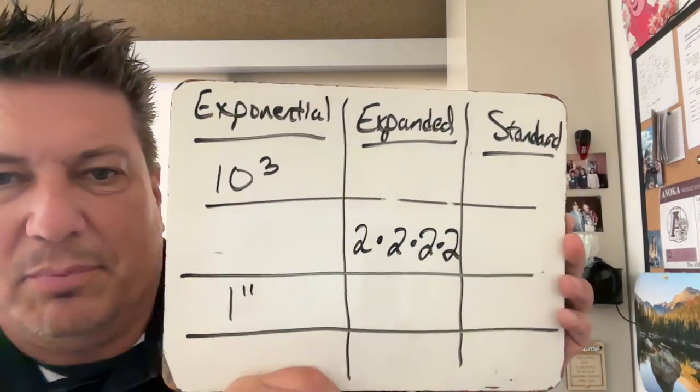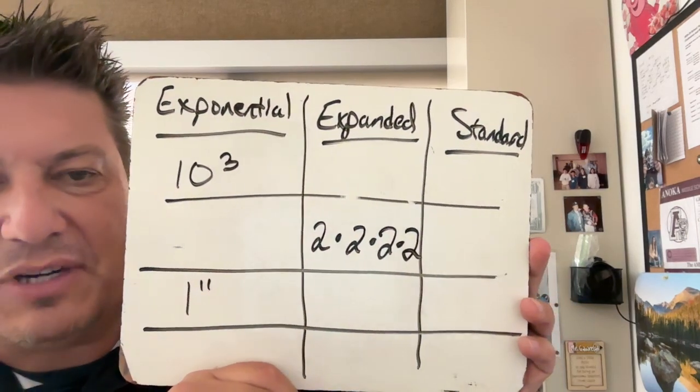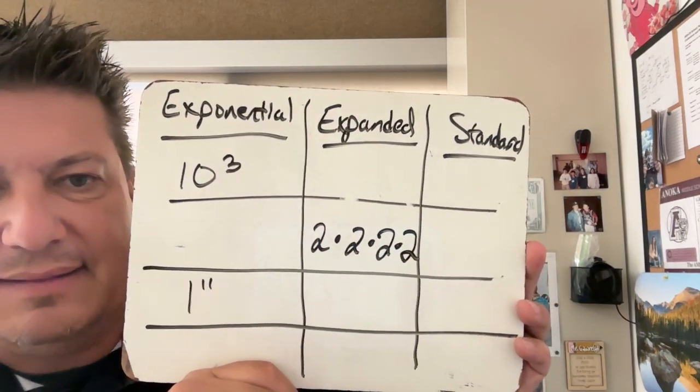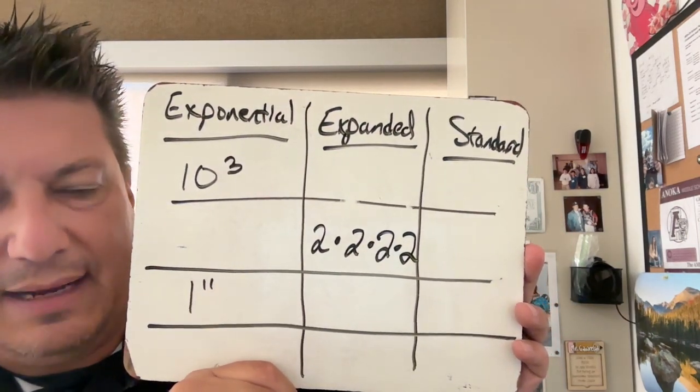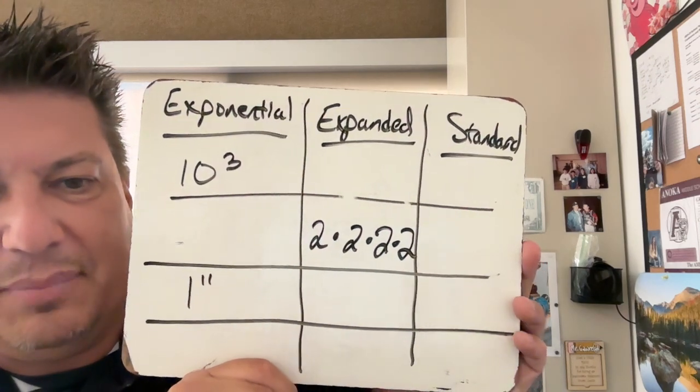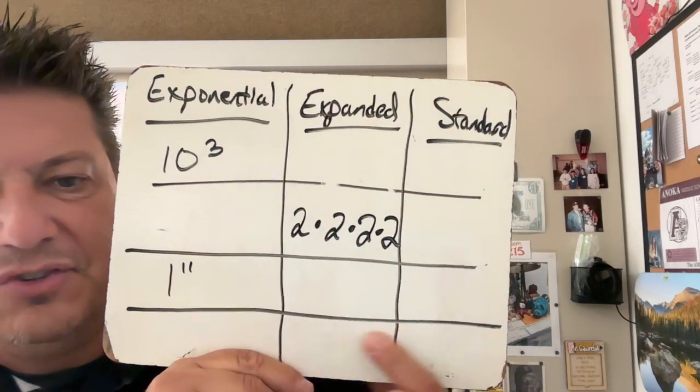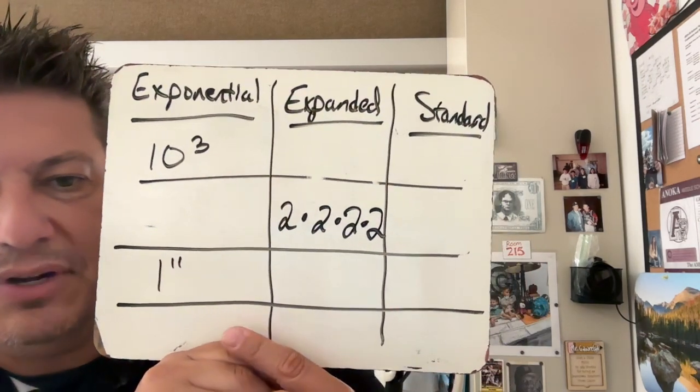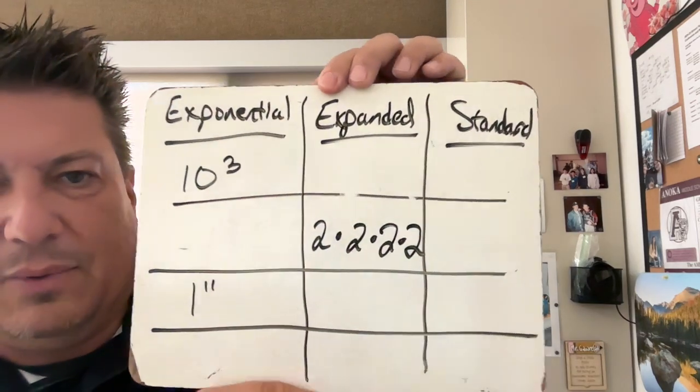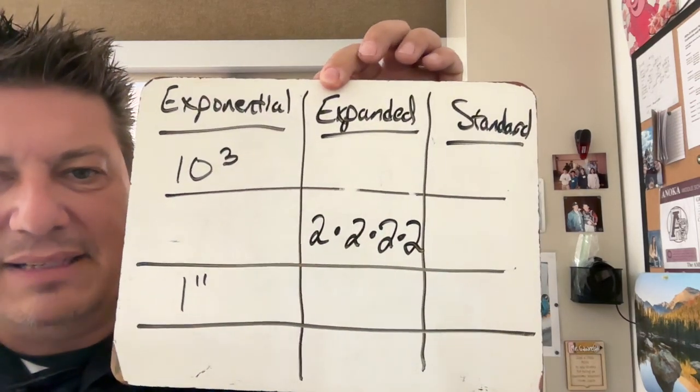Last thing. Take this chart. You'll pause this in a second, but take this chart and expand the 10 to the power of 3 and then give me the standard answer. And then fill in the blanks. And at the bottom, try your own. Put your own numbers in and see if you can figure out what that would end up being. Go ahead and pause the video.